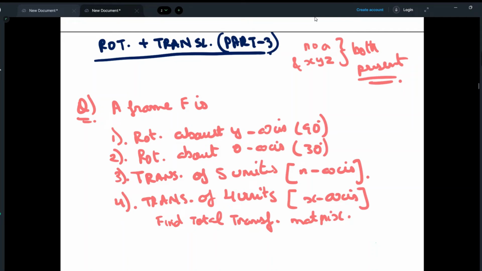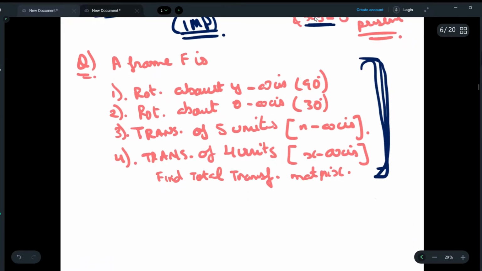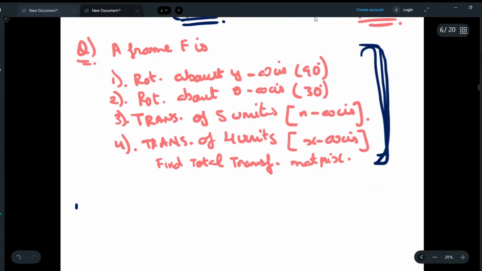Hey guys, welcome to the third part of rotation plus translation questions. This is a very important video as a very important concept will be discussed in this. As I said earlier in my part 2 video, we will have both NOA and XYZ frames in the same question itself. So this is a very important question and please listen carefully. Let us start with the question now.